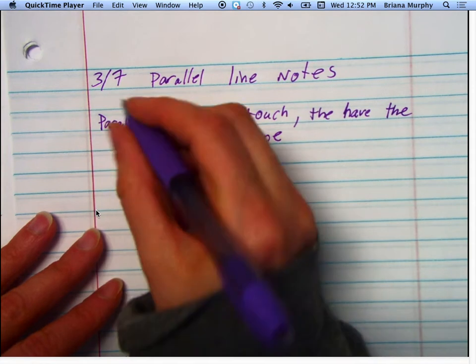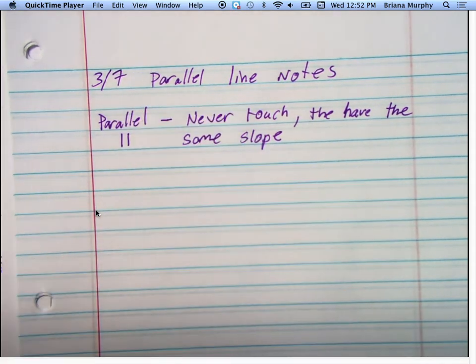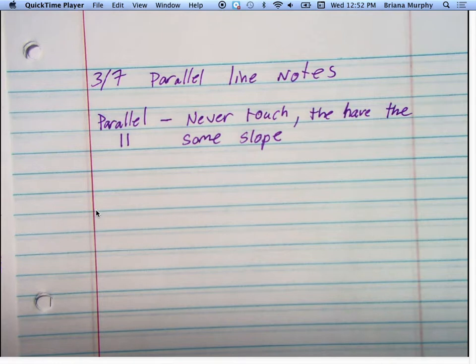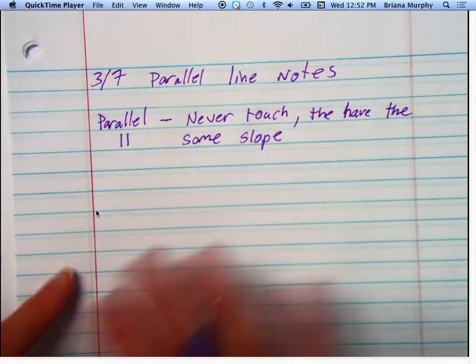And we use this as a shorthand. So whenever I say parallel, I might just draw two lines next to each other like that, instead of writing the word. We know how great a speller I am, so that will happen.